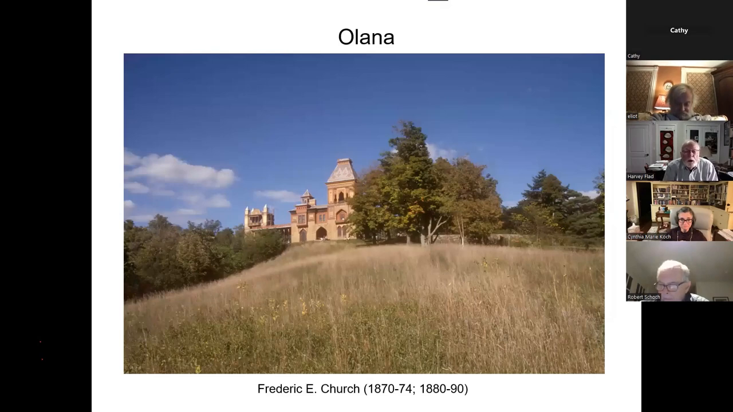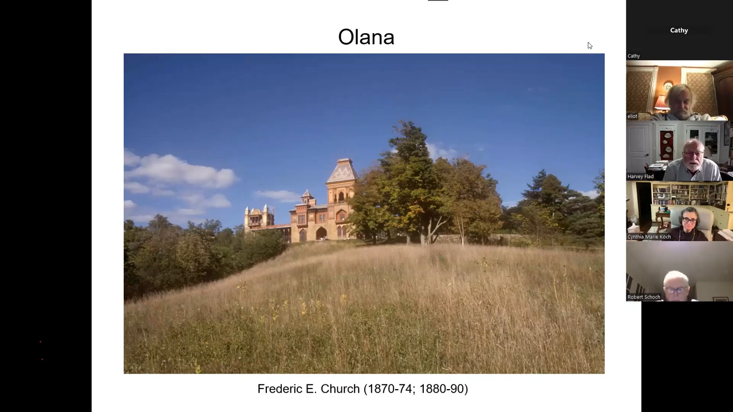Church's Olana is quite interesting. I hope all of you have indeed been to Olana to see the architecture, which is quite eclectic and quite marvelous, as a matter of fact. Some of the initial design was sketched by Calvert Vaux, as well as some of the initial scratchings for the landscape. But it's really a work that Frederic Church himself is primarily responsible for, along with the ideas and conceptual planning of Calvert Vaux and others.